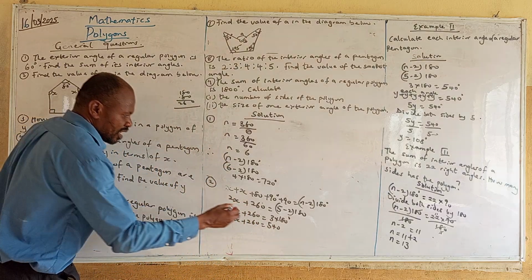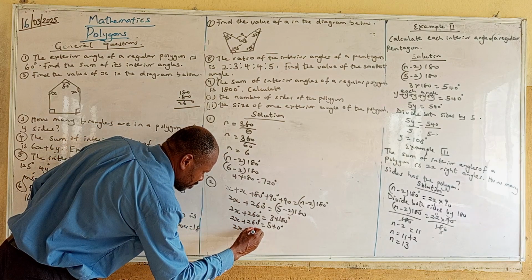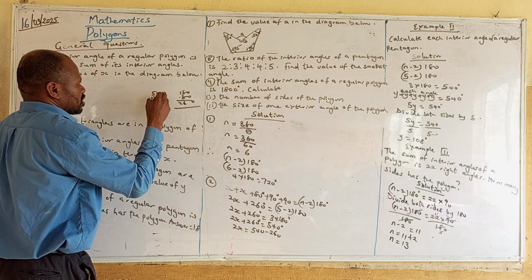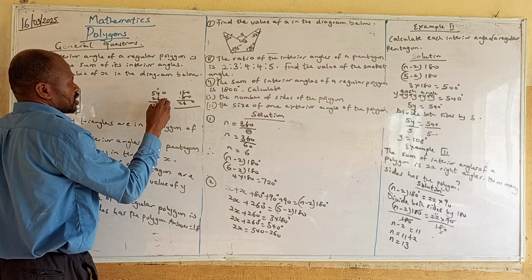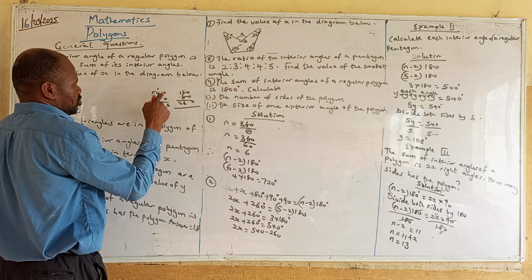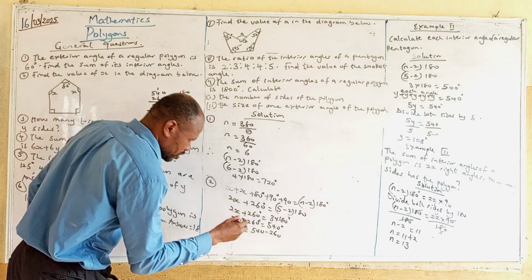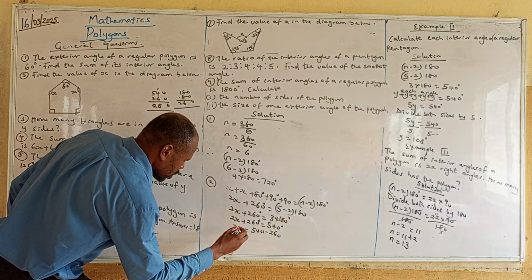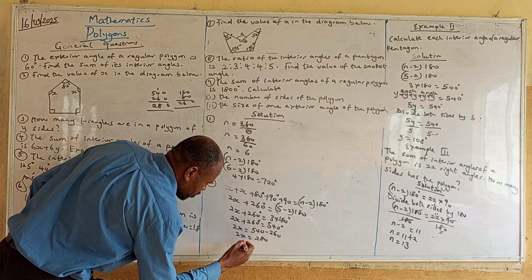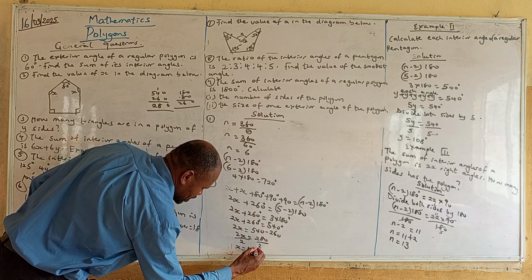Then we collect like terms. So 2s will now be 540 minus 260. So I have 540 minus 260. That's 280. So I have 2s equals 280. Then I'll divide both sides by 2. So my s here is 140 degrees.